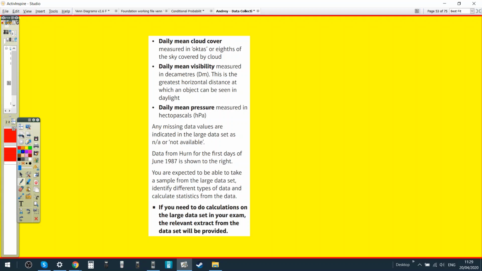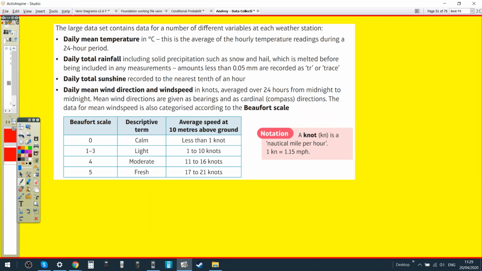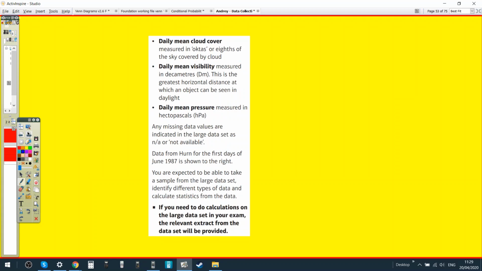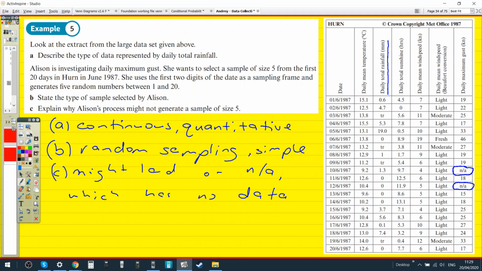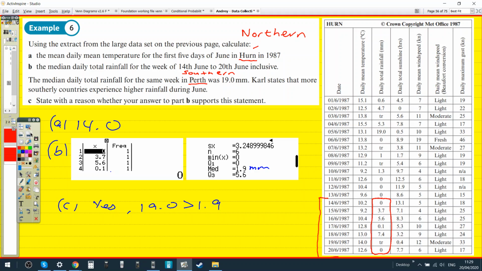Is that right? Let me check. Maximum cost. Yes. Amounts less than 0.05 millimeters are recorded as trace. So if it's half of 0.1, so it's very close to 0. Okay. There you go. That one got me before. Okay, so we should have said 0.1, but I can't put that in. I have to put it in as a 0 or something.